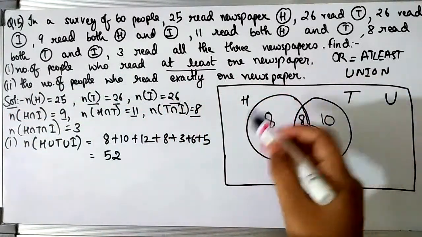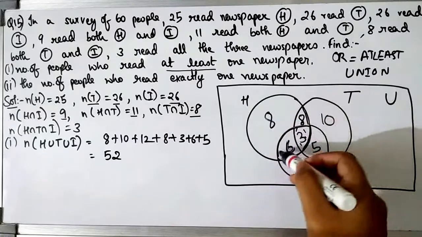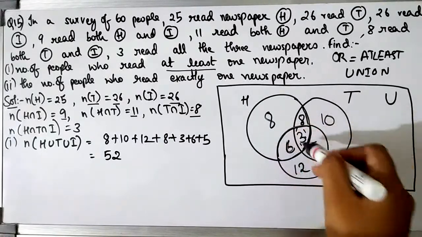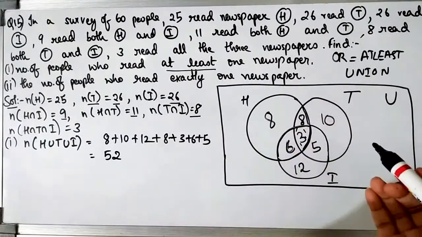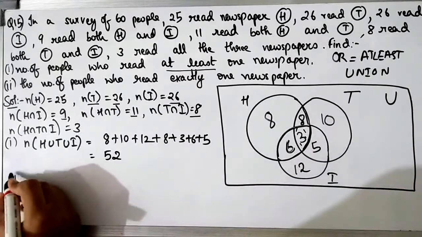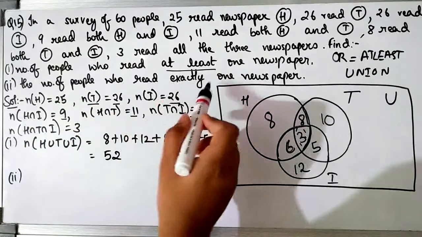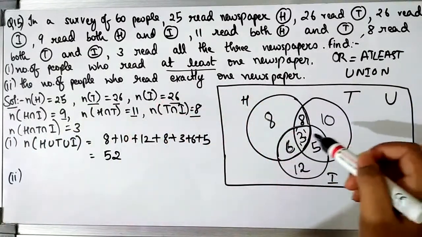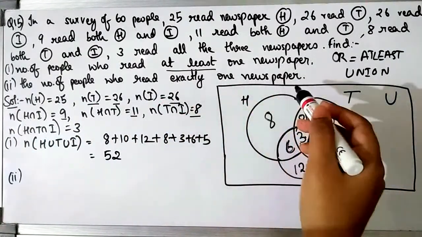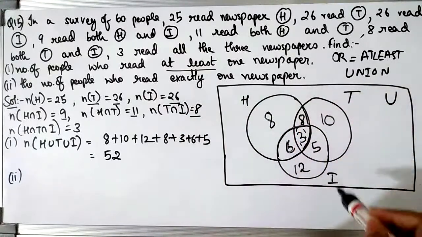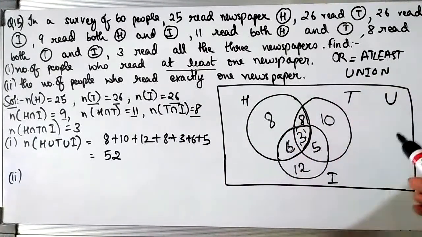So that is the answer for the first one, that is, you had to find the union, and the union is nothing but if you add all the elements, you get the number of elements of your union. Okay, now the second one, they ask us to find the number of people who read exactly one newspaper. Now what does this mean, exactly one newspaper?